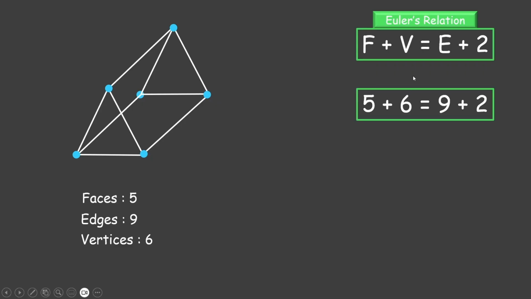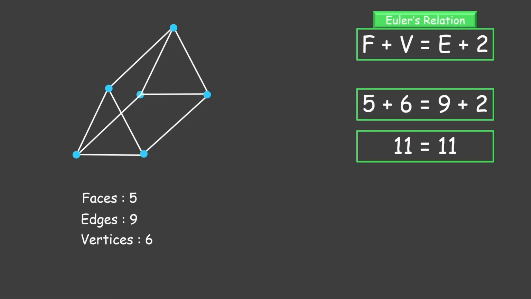Okay. Now let us put these values in this relation. 5 faces, 6 vertices, and 9 edges. So we have 5 plus 6, which is 11, and 9 plus 2, which is 11. This verifies the Euler's relation. Now let us move on to some more examples.